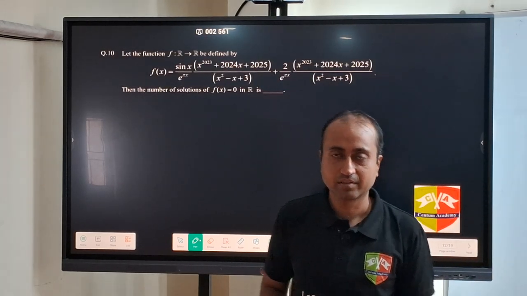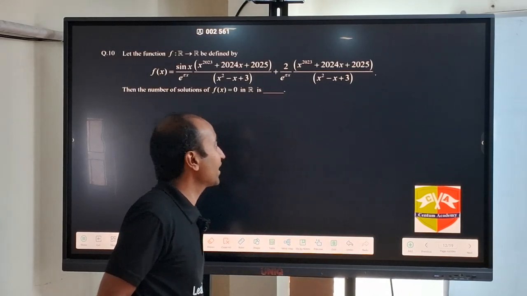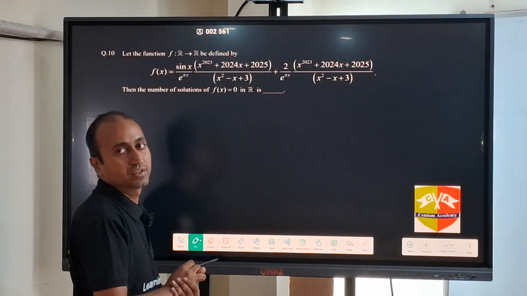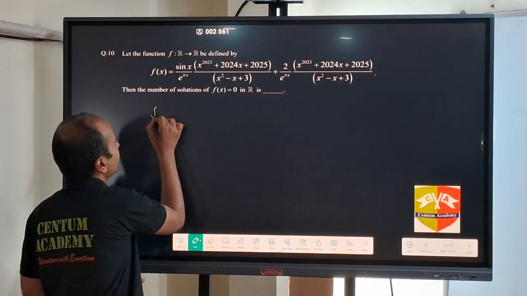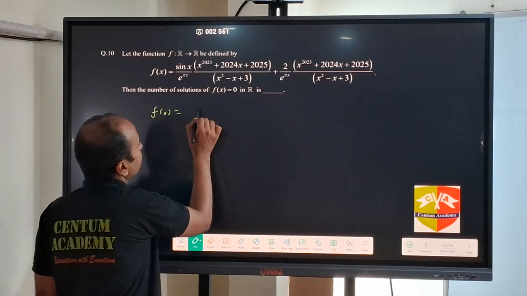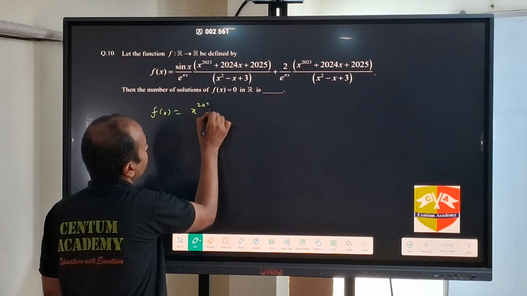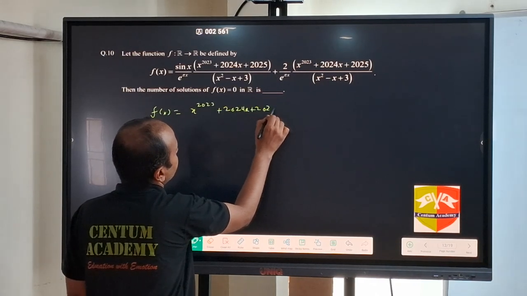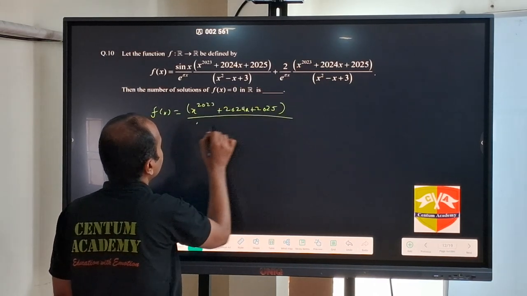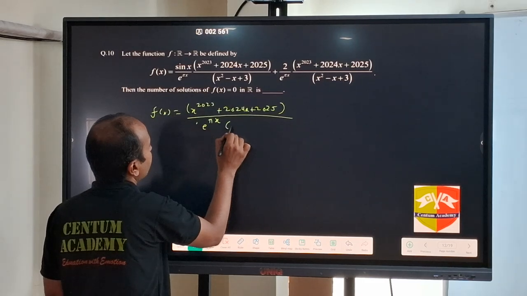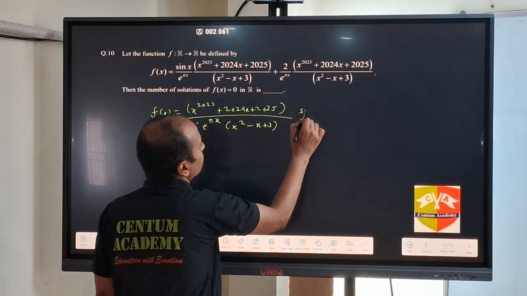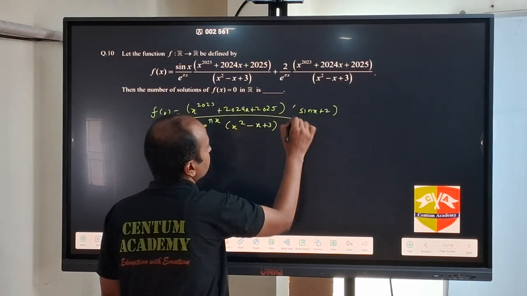Alright, the next one is looking bulky but actually an easy question. You see most of the things are common, let us take them common and let's write the remaining expressions. So my f(x) is x raised to the power 2023 plus 2024x plus 2025, whole divided by e raised to the power pi x times (x square minus x plus 3) times (sine of x plus 2).